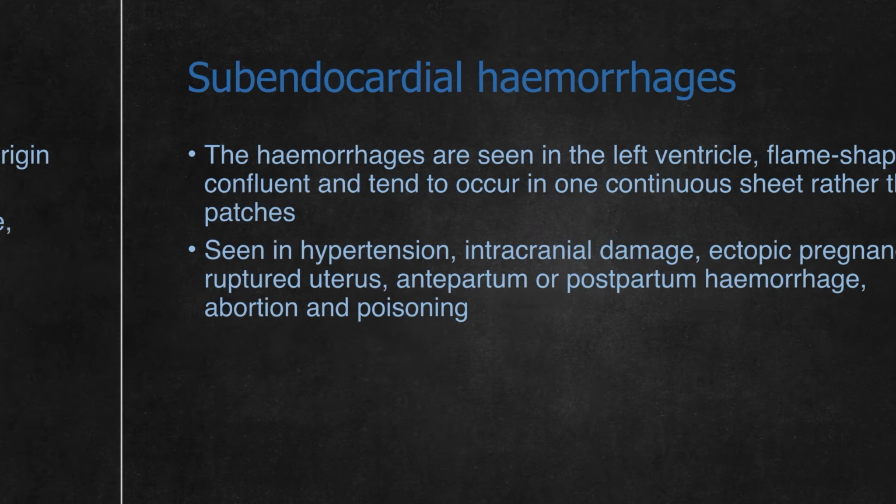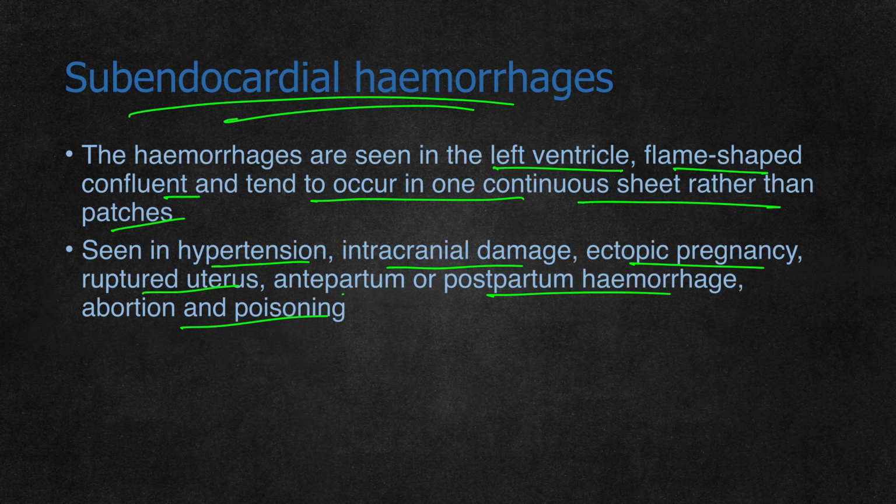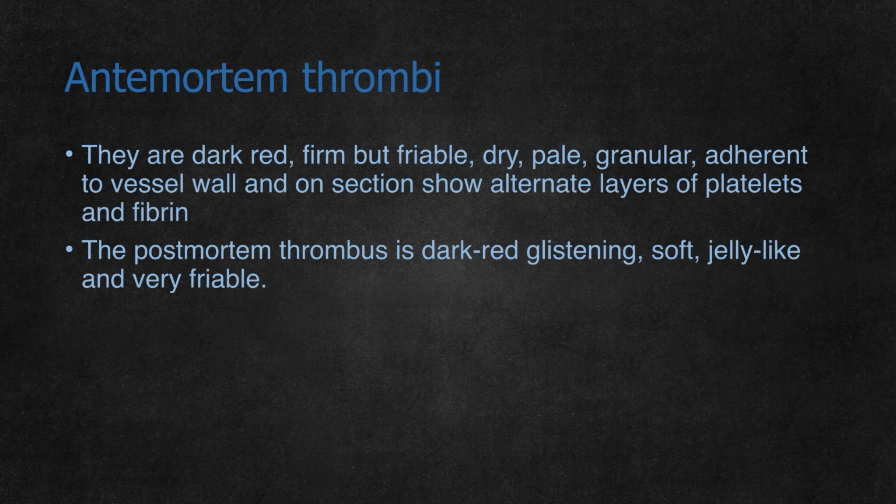Some abnormalities that can be present in the heart include subendocardial hemorrhages. These hemorrhages are seen in the left ventricle, are flame-shaped and confluent, and tend to occur in one continuous sheet rather than patches. They can be seen in severe hypertension, intracranial hemorrhages, ectopic pregnancies, ruptured uteruses, antepartum and postpartum hemorrhages, abortion, and cases of poisoning. Mainly in arsenic poisoning, it is seen.